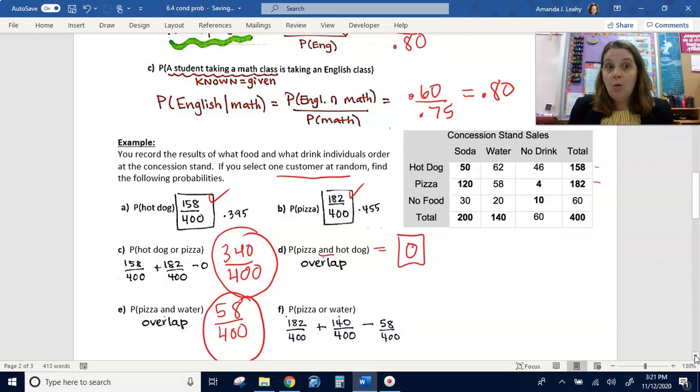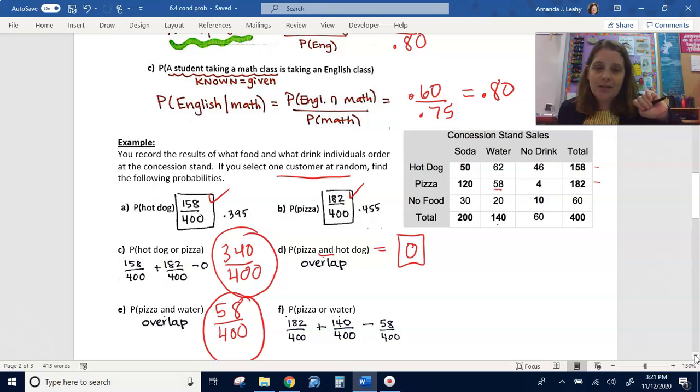And then finally, pizza or water. So again, this is one of those ors, so we have to be careful. Pizza is 182 and water is 140, but they are overlapping at that 58, which means the 58 is counting in the 182 and it's counting in the 140. So I want to do 182 plus 140, but I need to take off one of the 58s so it's not counting twice.